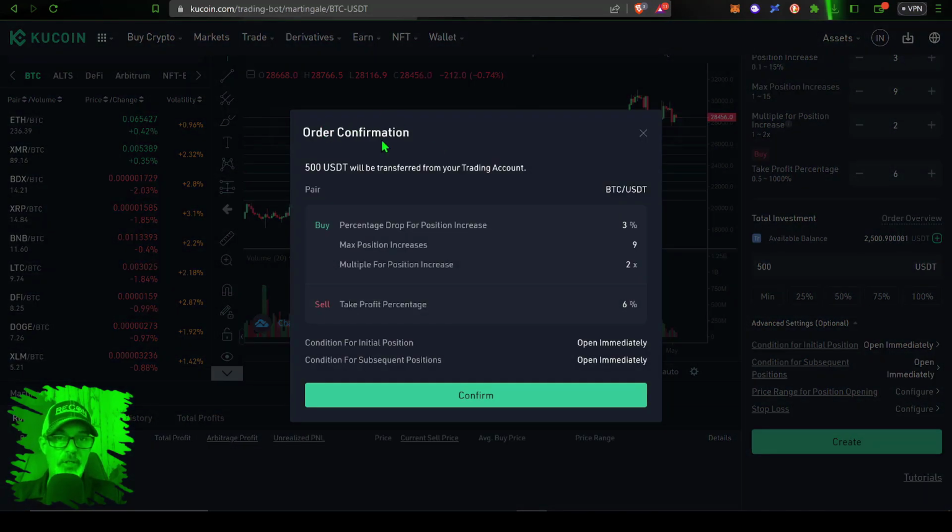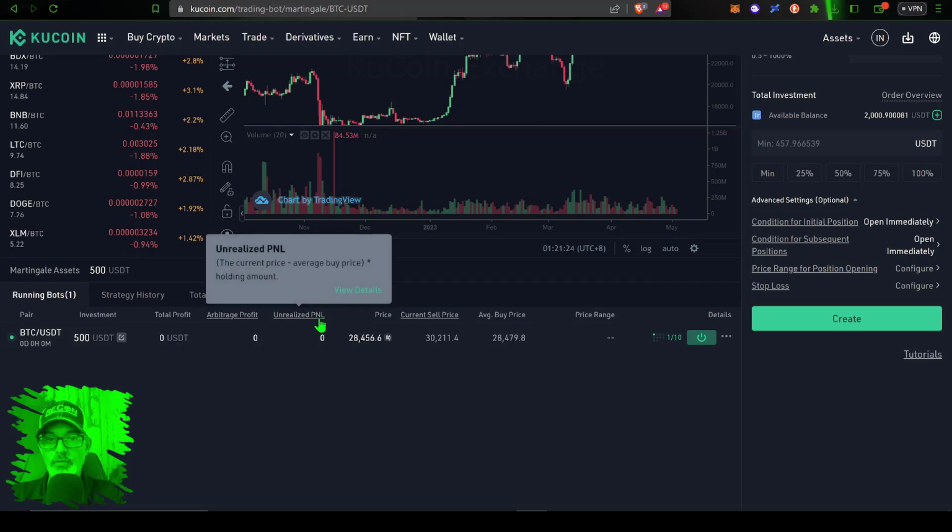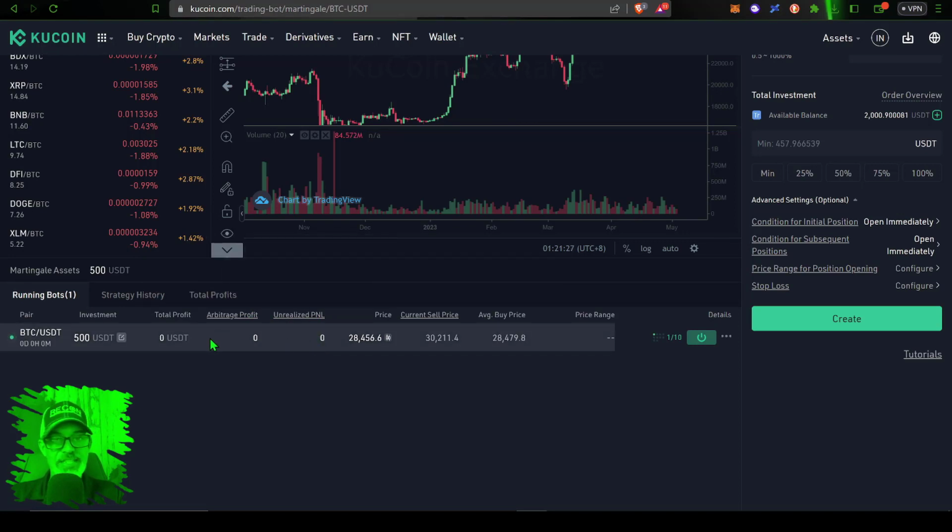I will receive an order confirmation. Again, we're looking to buy on 3% drops. Max number of positions will be 9. Multiple for position increases 2x, and take profit at 6%. We're going to open immediately, and all subsequent orders will be opened immediately. So I click confirm. And now you can see under the running bots, my BTC USDT Martingale bot is currently running. There is no current unrealized P&L or any real stats because I literally just deployed this bot.